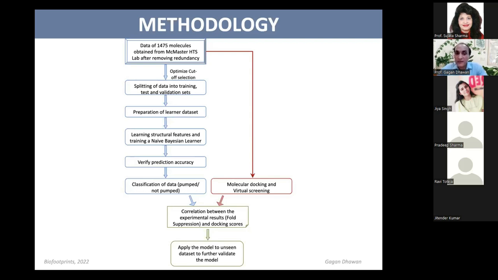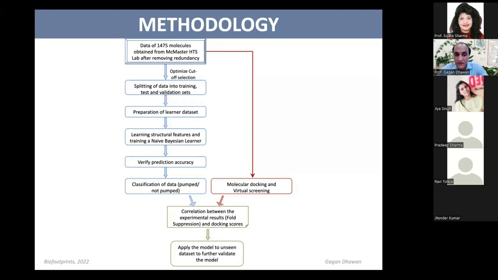So then we prepare the learner data set, and this learner has taught structural features using a naive Bayesian learner. You can use different approaches. There are different tools for machine learning, like support vector machine. There can be neural networks, but what we use is Bayesian learner, and then check the prediction accuracy of the learner what we have done.